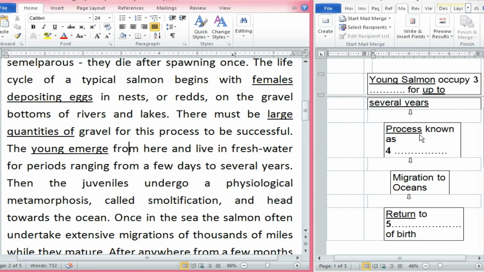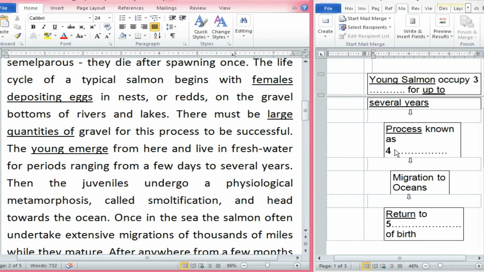Let's go to question number 4, and it talks about a process. I have to find some process and its name. Okay, so let's start reading from here. Then the juveniles undergo a physiological metamorphosis. If you don't know the meaning, juvenile means young, and a physiological metamorphosis means a kind of change or process. So they are talking about the same thing. Sometimes even vocabulary plays a vital role. If you don't know the meaning, perhaps you cannot get the answer. But, called smoltification. So what is this physiological metamorphosis known as?